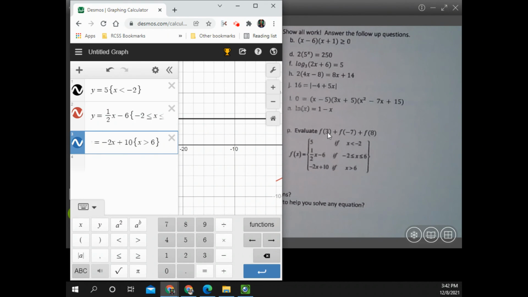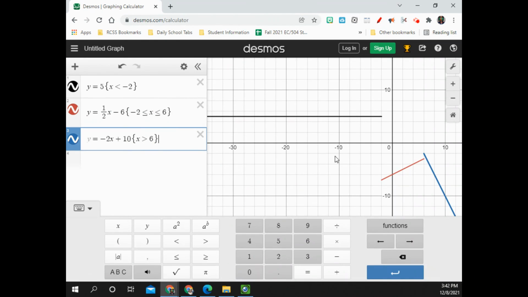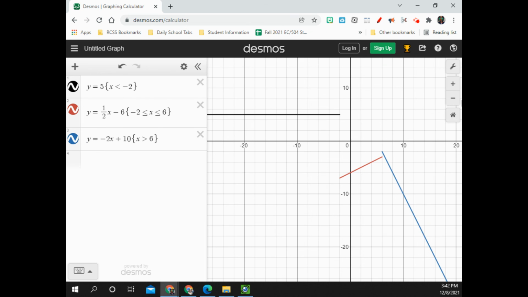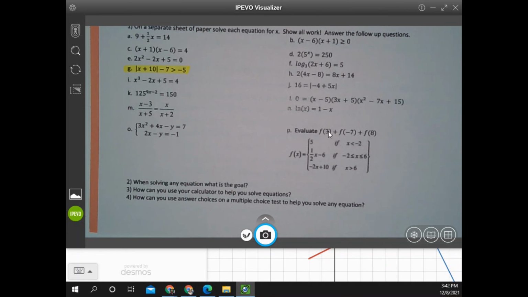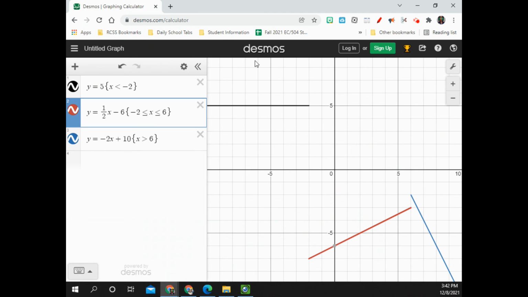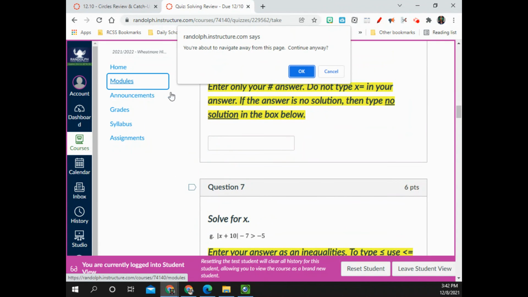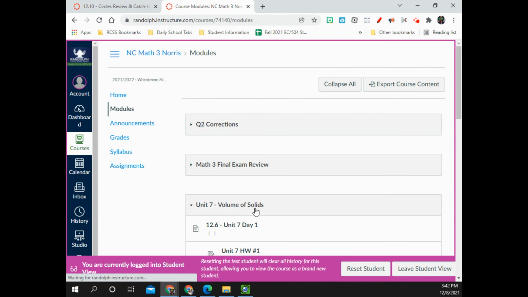And remember, this f of 3 is saying, what is the value when x is 3? So you're going to go here. When x is 3, so let's see, 1, 2, 3, I go down and I click, it's negative 4.5. So this first part would be negative 4.5. Then you would add it to whatever this equals, and add it to whatever this equals. All right. So working on our solving review. Make sure you're good here.